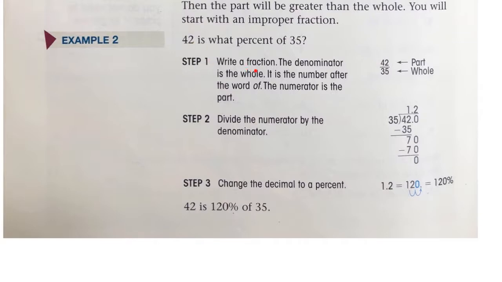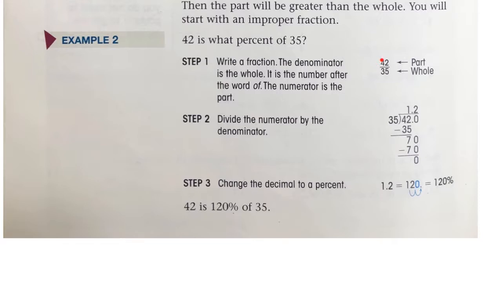So step 1 is to write the fraction. The denominator, the number on bottom, is the whole, and it's the number after the word of. So there's the word of and the number after it. The numerator is the part, in this case, 42. So that goes on top of the fraction.